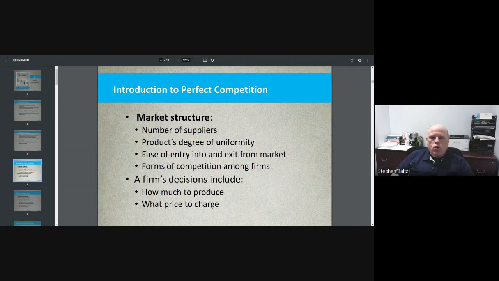So the degree of uniformity, in other words, is the product homogeneous, the same, or can it be differentiated? Is it a heterogeneous product? That's going to determine what type of market structure you have, with perfect competition on one end and monopoly on the other.